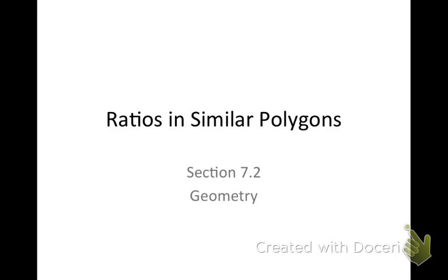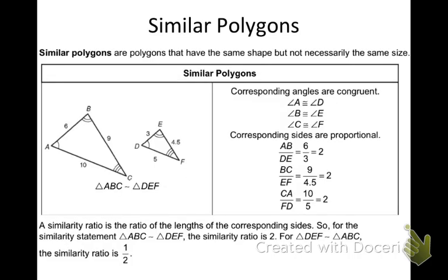Poly has the what term? Poly means many or multiple. Nice job. So we're talking about polygons, or multiple sides, or many sides. Polygons. Similar polygons are polygons that have the same shape, but not necessarily the same size.